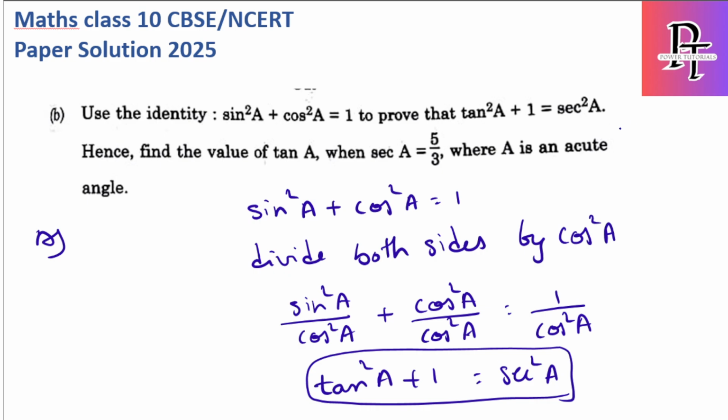Okay, this is proved. Now let's see the second part. We have to find the value of tan A, if secant A is 5 by 3. They are asking tan A. So how can I write secant? Secant is hypotenuse by adjacent.